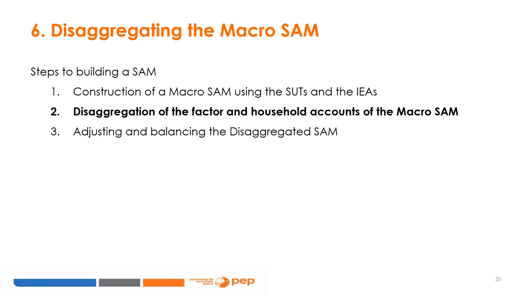The structure and dimension of a SAM are determined by the interests and concerns of its builders and users, and the data availability. The macro SAM, built from the national account tables, displays relatively detailed industries and commodities, but aggregated accounts for factors and institutional sectors. The desirability of a more detailed SAM, allowing for income distribution analysis, justifies the use of survey data to disaggregate the macro SAM.